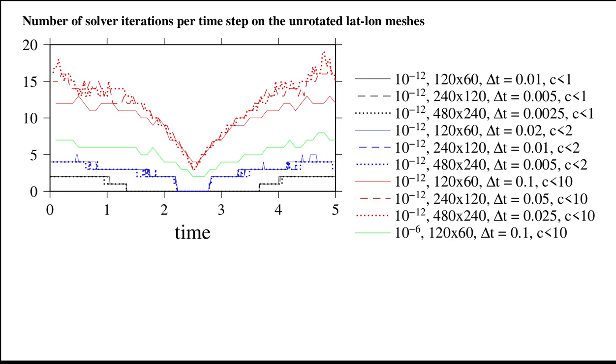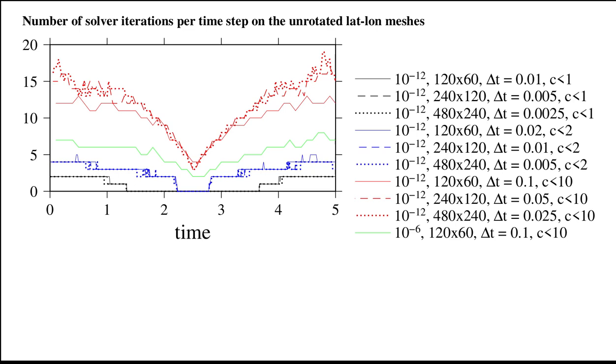This graph shows the number of solver iterations per time step on the unrotated lat-long meshes. The different colors show different current numbers. So that current number of 1 or less than 1 is in black, current number less than 2 is in blue, and current number less than 10 is in red. So you can see that as the current number increases, a lot more iterations are taken.